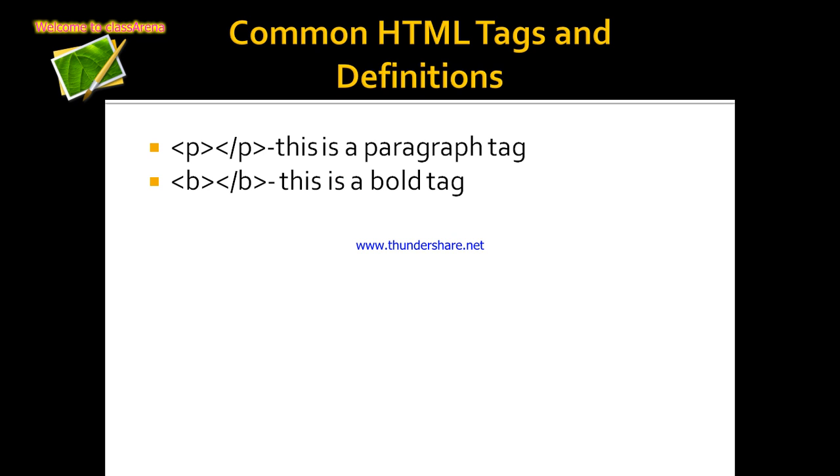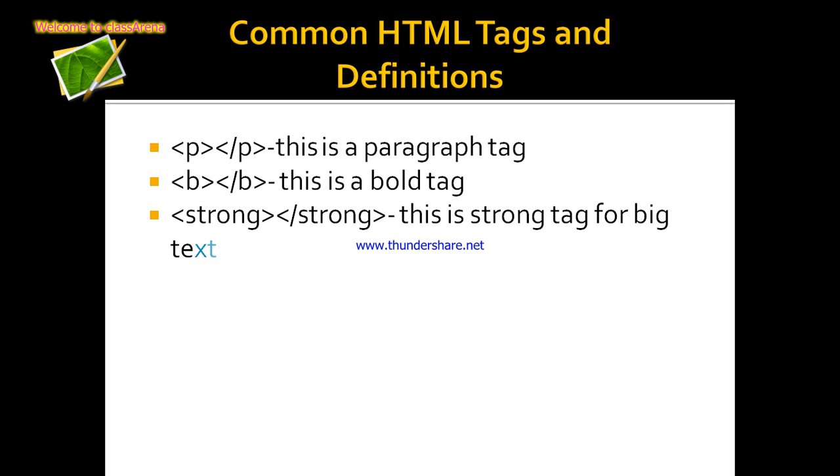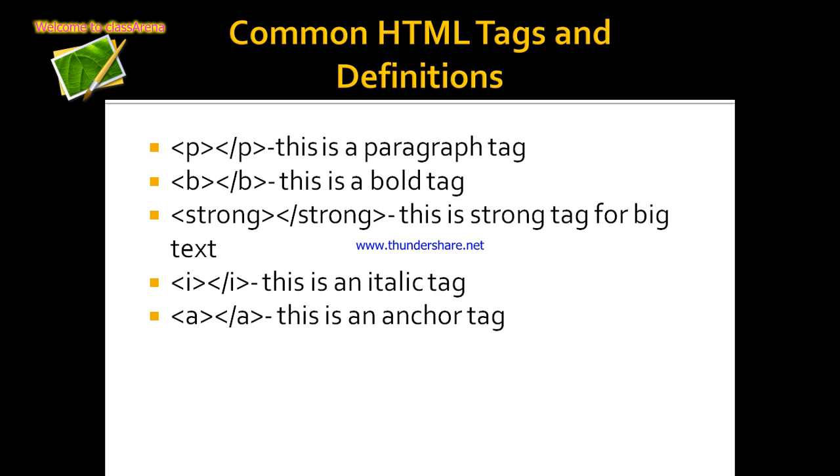We have the bold, which starts with the open tag b and closes with /b. This is called the bold tag. We have the strong, which is for big text. Now the i tag, which you open with i and close with /i, represents an italic tag. The anchor tag, which is a and /a, is an anchor tag.